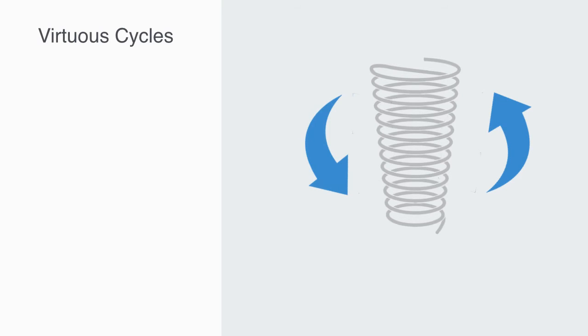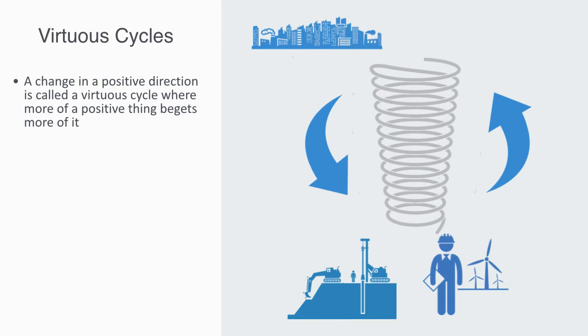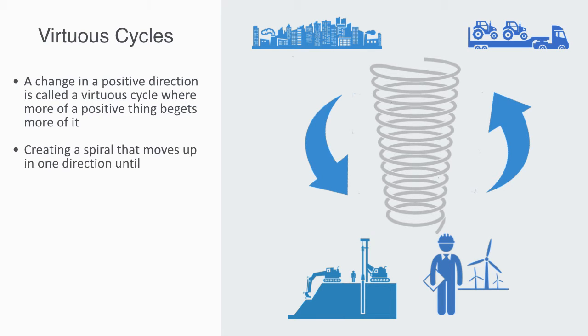A change in a positive direction is called a virtuous cycle, where more of the positive thing begets more of it. For example, investment in economic infrastructure is a virtuous cycle, as companies can be more productive, rendering more tax, which can then be reinvested in better infrastructure, leading to a more efficient economy and so on, creating a spiral that moves upwards in one direction until it hits some ceiling.